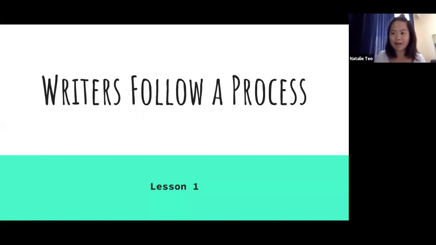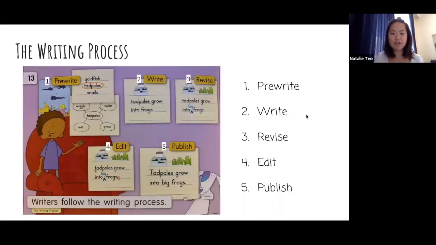Okay, writers. Before we get started, we need to remind ourselves what the process of writing is like. Writers, we follow a process. The first step is to pre-write. We think and look around for ideas, and after we find a topic we want to write about, for example, this picture of tadpoles, then we can start writing. After we start writing, we revise, then we edit, and then we publish.